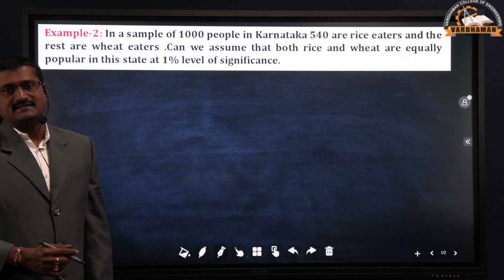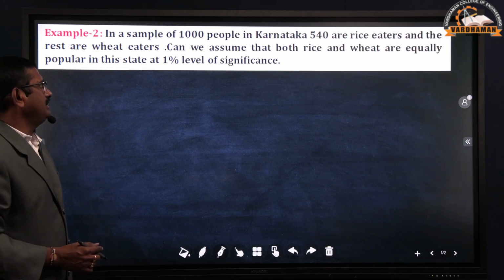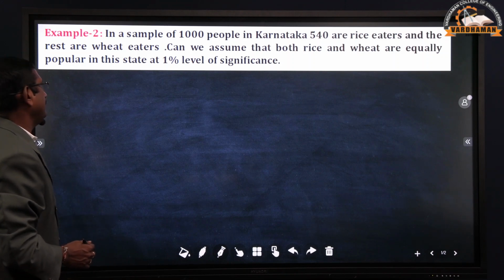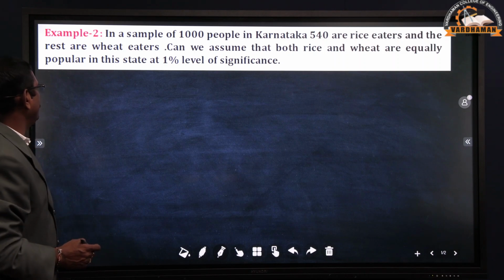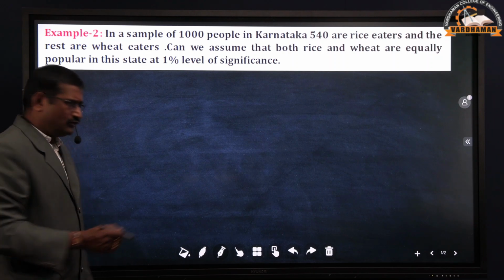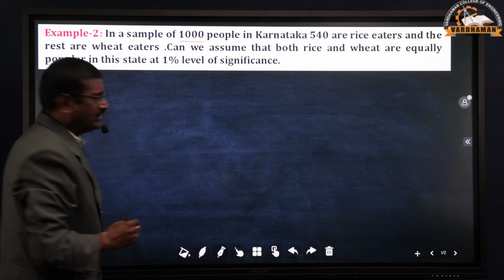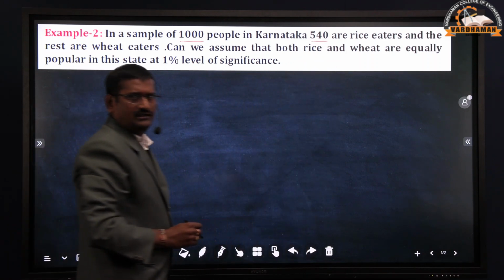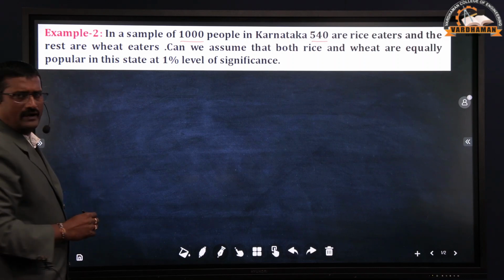We'll discuss the second example. If you see this, in a sample of 1,000 people in Karnataka, 540 are rice eaters and the rest are wheat eaters. Can we assume that both rice and wheat eaters are equally popular in this state at 1% level of significance? Here the sample size is 1,000 and out of 1,000, 540 are rice eaters. It means we can find the proportion value using these two values.